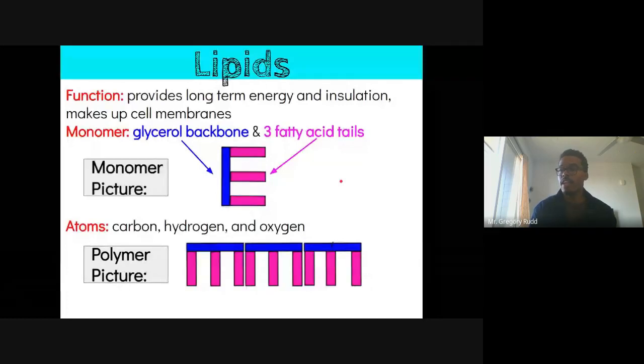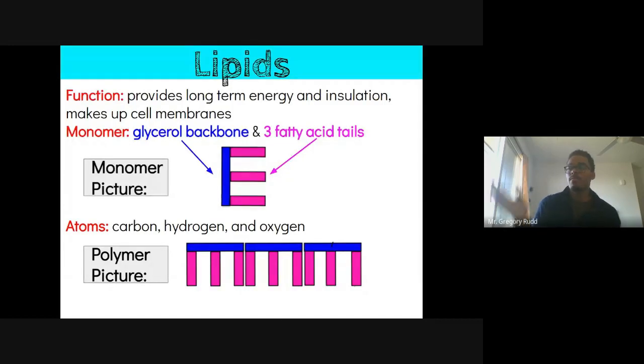I know we're supposed to be in the asynchronous portion of class, so I'm going to try to wrap this last part up quickly. But the function, monomer, and atoms that make up lipids are on the screen. The function of lipids is to provide long-term energy. So carbs, short-term, quick energy, lipids, long-term, stored energy. Lipids also provide insulation, and they make up the cell membrane.